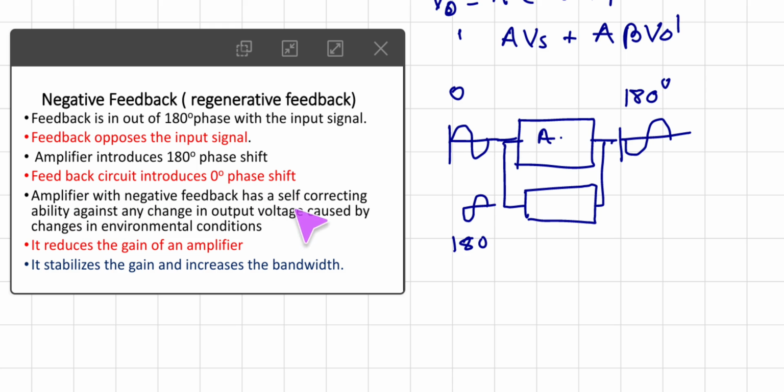An amplifier with negative feedback has a self-correcting ability against any change in output voltage caused by a change in environmental conditions, which we already saw in the amplifier. It reduces the gain of an amplifier. Remember that gain is equal to Vo upon Vi, and negative feedback decreases the input, so automatically the gain decreases. So it reduces the gain of an amplifier, but it stabilizes the gain and increases the bandwidth. So this is just related to negative feedback.